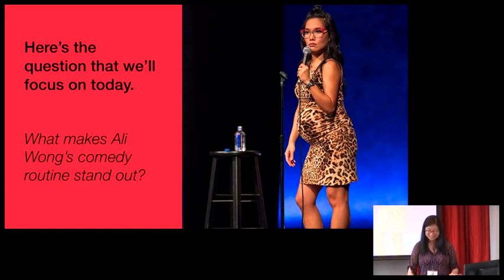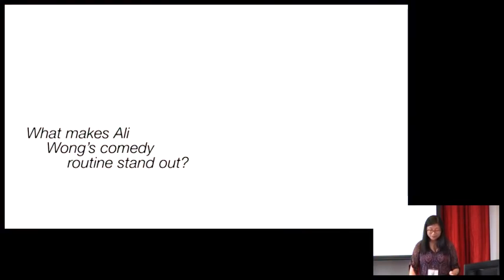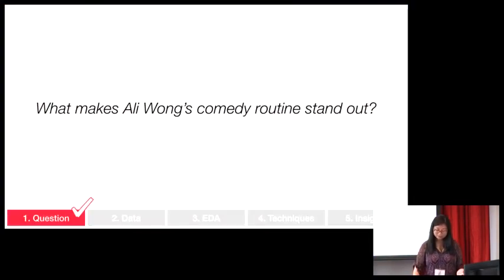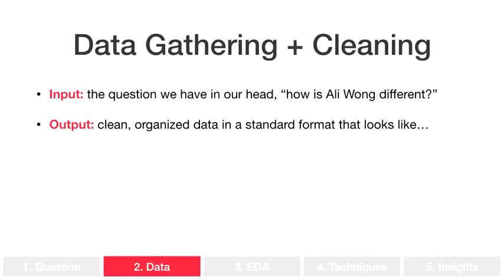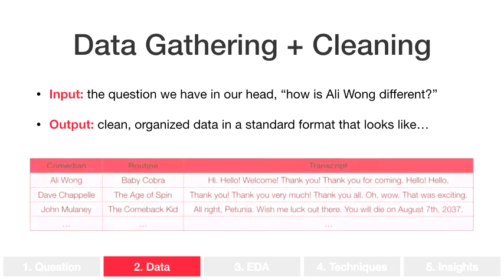OK, great. All right, so now we've got our question. So the next step is we have to get our data. So there's 2 parts to this. We have to get our data somehow, and then we also have to clean that data. So the input into this step is, OK, how is Ali Wong different from other comedians? And the output to this step is we want clean, organized data that looks something like this, because this is what a machine can work with.